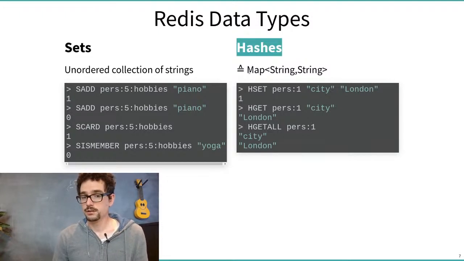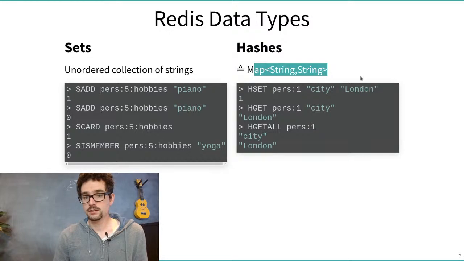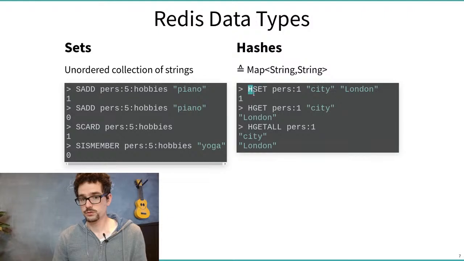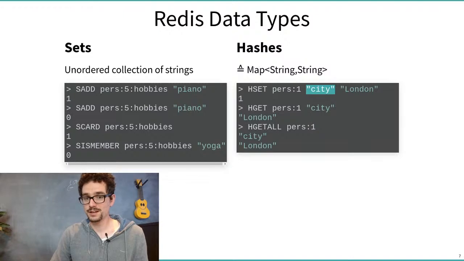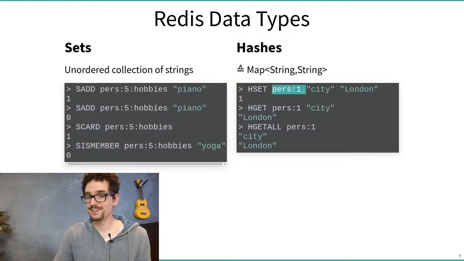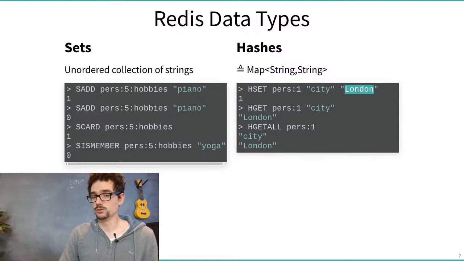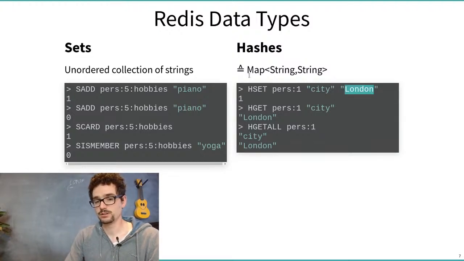Hashes are values that again are maps. So here you can use HSet, you specify the key, and then the key of the second dimension, because the value is again a map with keys and values. So this is the Redis key, and this is the key of the map, city, and this is the value. So with a hash structure, you can store something which looks like a table.